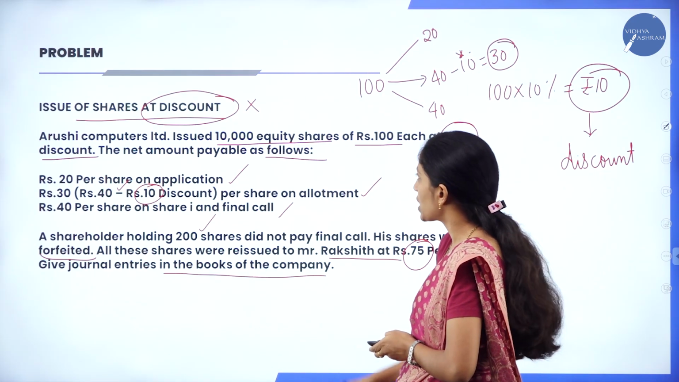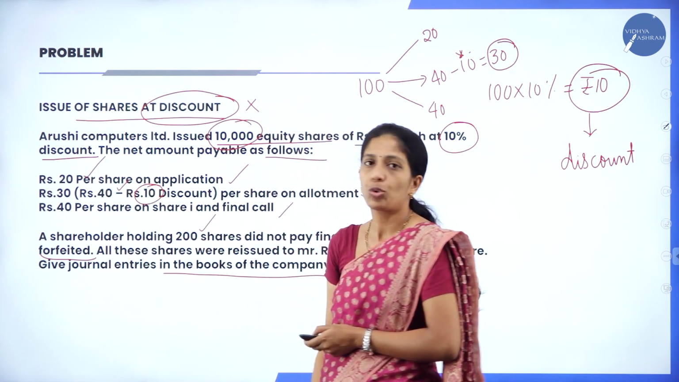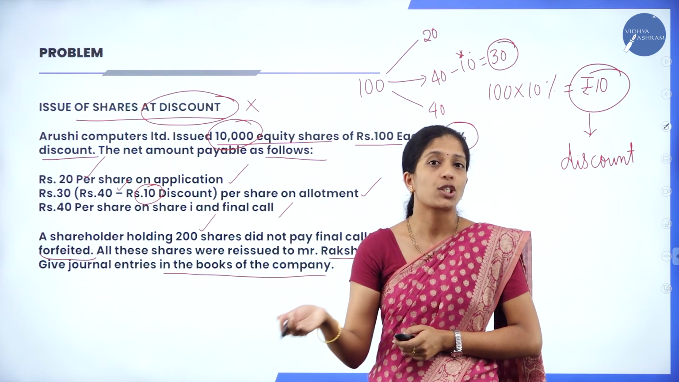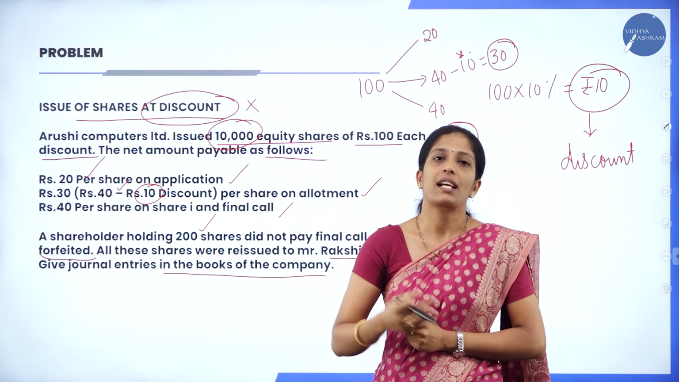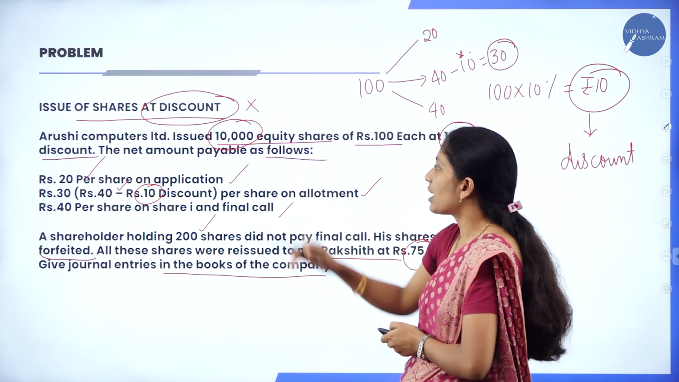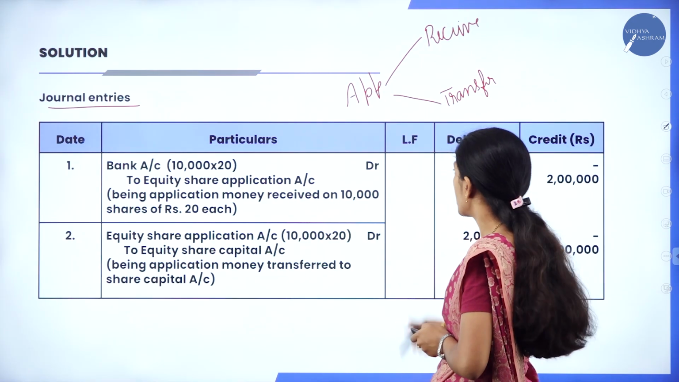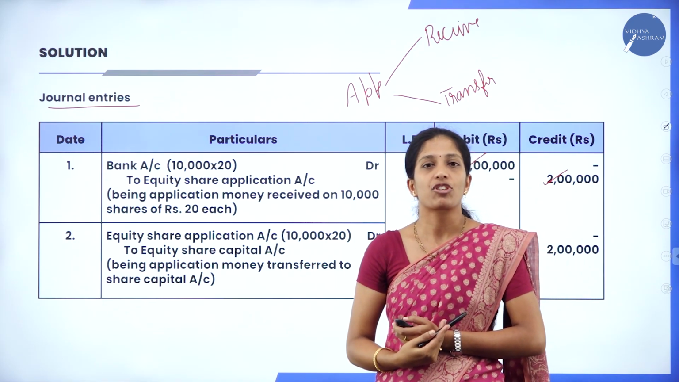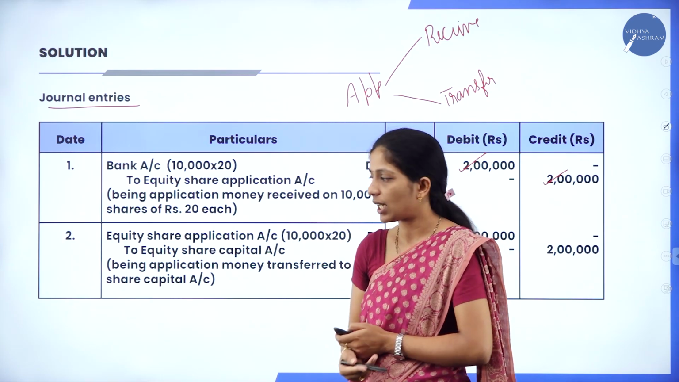Now how many number of shares are there? That is 10,000 shares. What is application money? 20 rupees. So it will not affect the application stage when it is issued at discount. So when coming to allotment, we have to make a separate entry. Okay, so 10,000 into 20. So as usual, you are going to record. So 10,000 into 20, that is 2 lakh. Write the narration: being application money received on 10,000 shares of ₹20 each.